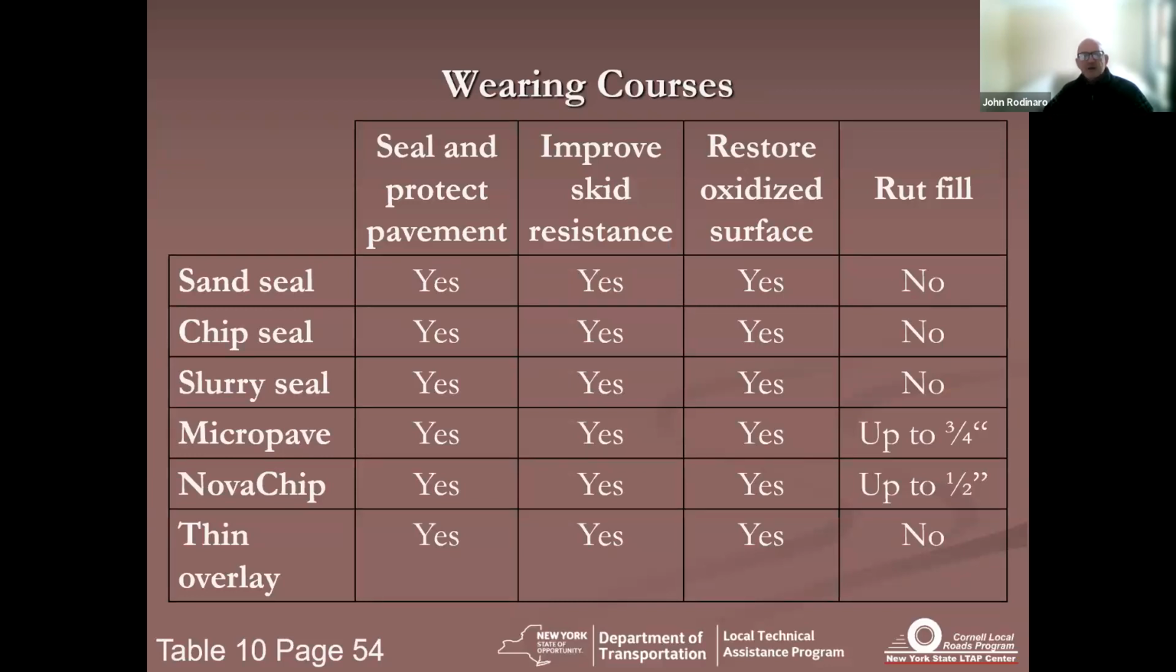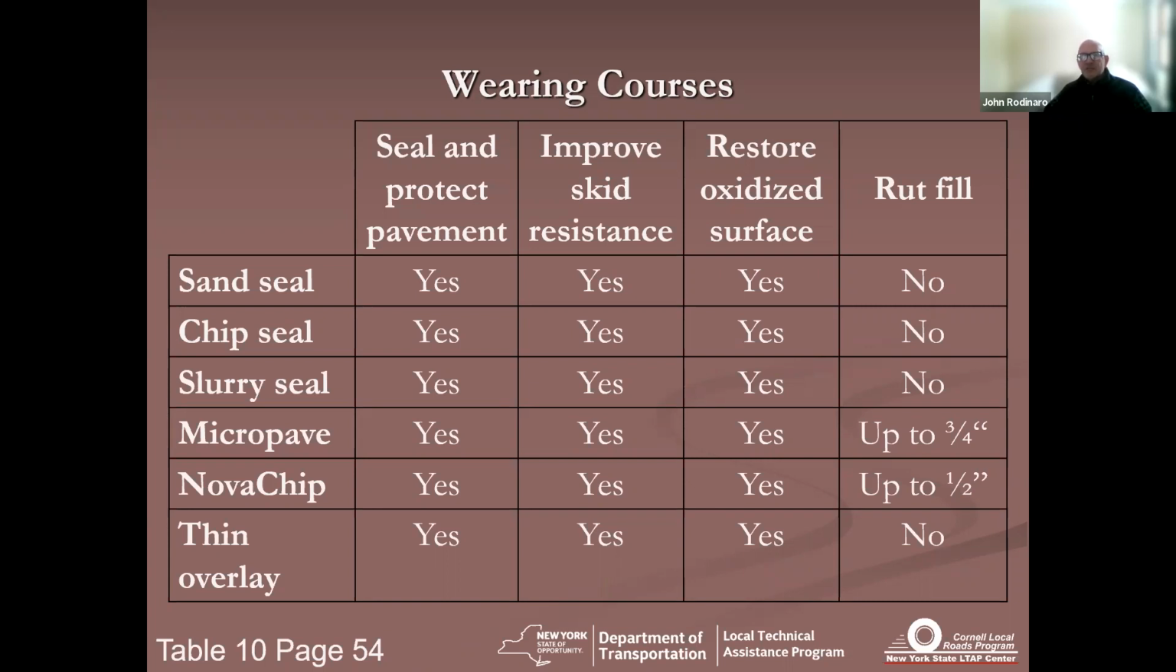And here's just a quick summary of the performance characteristics. You can seal and paint. Everybody seals and protects. They improve skid resistance. They restore an oxidized surface. Microsurfacing, yep, you can get up to 3/4 of an inch. That was what it was originally designed to do.